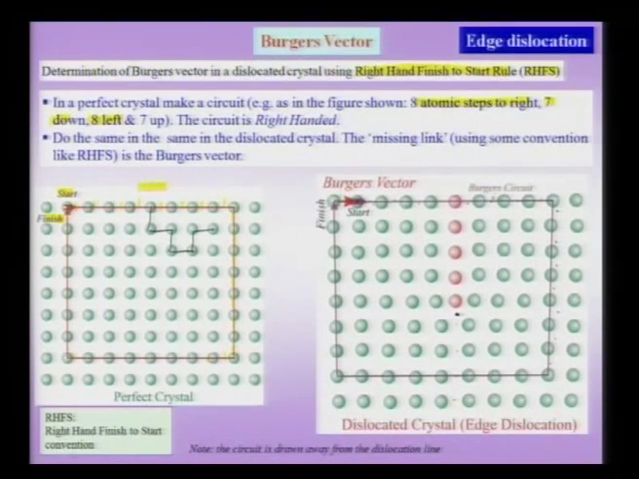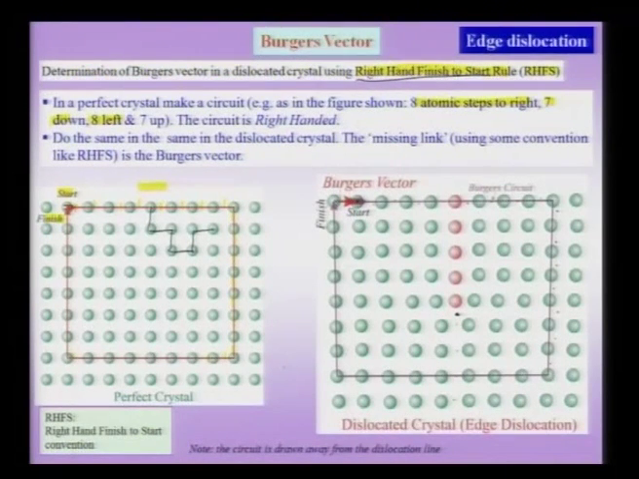So I have constructed what you might call a right handed circuit. I could have equally well constructed a left handed circuit, but I am sticking now to the right hand finish to start rule. So I construct a right handed circuit, and at the end of the circuit I find that my finish point and the start point do not coincide with each other. And now I use a rule which is the finish to start rule. That means I draw a vector connecting the finish point to the start point, and that vector is the Burgers vector.